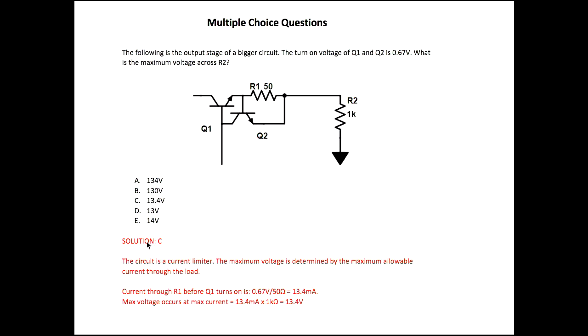And the solution? This circuit is a current limiter. Definitely we studied current limiter. The maximum voltage is determined by the maximum allowable current through the load. The current through R1 before Q1 turns on is 0.67 volt divided by 50 ohm, because that is this 50 ohm, which is equal to 13.4 milliamps. So the maximum voltage occurs at the maximum current, 13.4 milliamps into 1 kilo ohm, and that is equal to 13.4 volt.